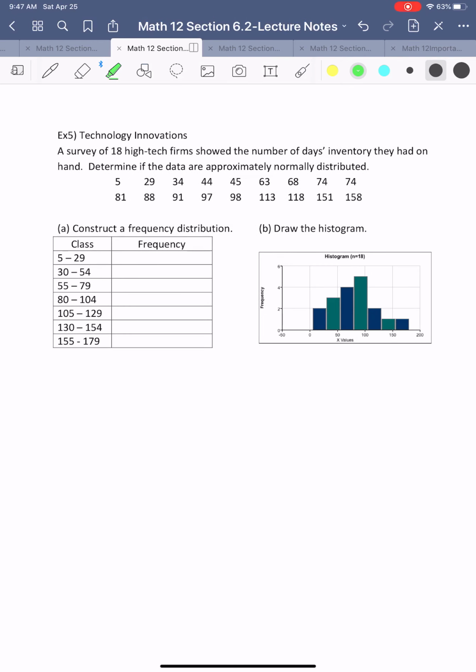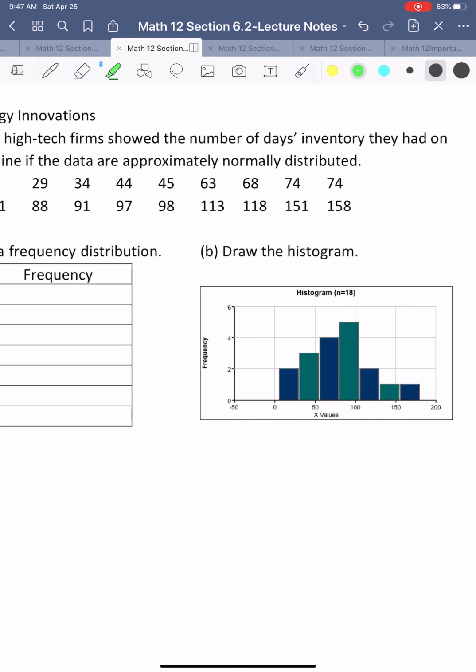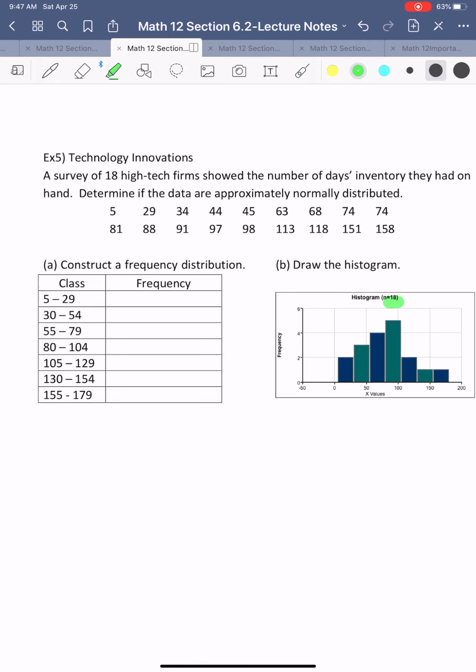So in problem number 5, technology innovations. A survey of 18 high-tech firms showed the number of days of inventory they had on hand. Determine if the data are approximately normally distributed. I made the histogram already, okay? It's a graph, so I just used the 18 data values and made the distribution, the histogram.